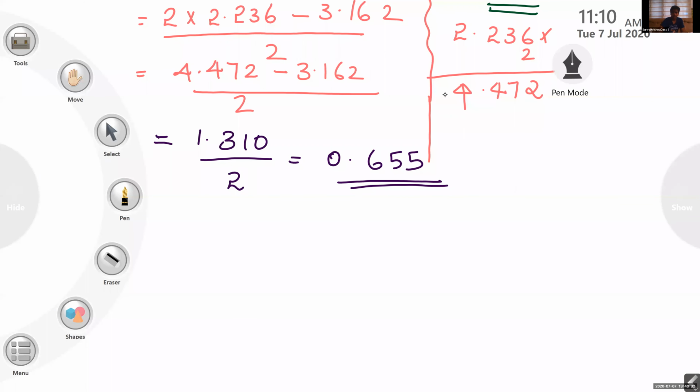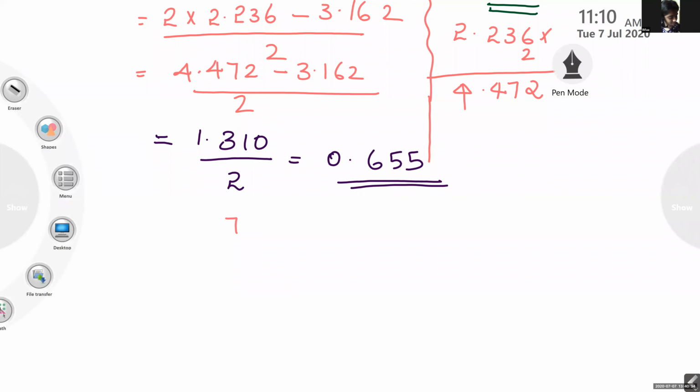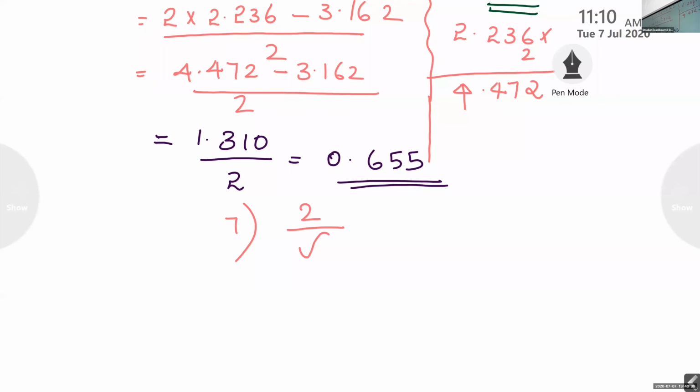7. Good. And our question is 2 by root 5. When you come for the next class, you do this. Sorry, 2 by root 5. One more class is there today, right? By the time when I come, you have to do this. Okay, children?